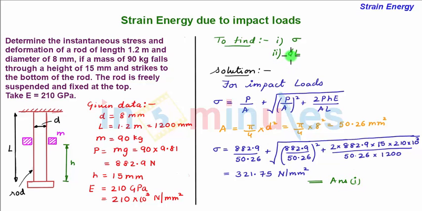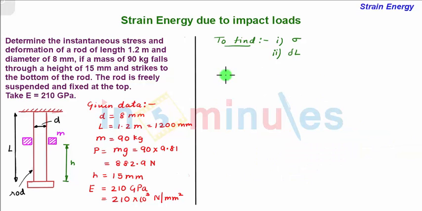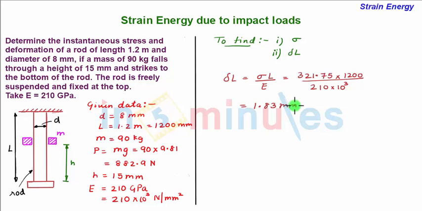Now let's find out the delta L. We know delta L is given as sigma L by E. So upon substituting the values, sigma is 321.75 multiplied by length 1200 mm upon E. So the value of delta L comes out to be 1.83 mm. And this is your answer 2. So with this our problem is over.